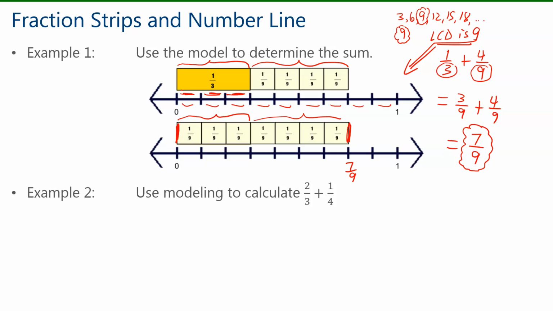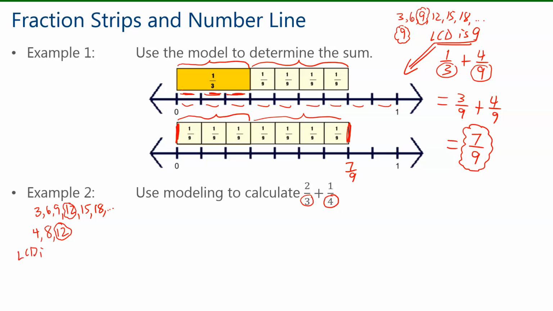In example 2, we will use modeling to calculate 2/3 plus 1/4. The first thing that we really need to decide on is, well, what is our number line going to look like? And to help us figure that out, guess where we go? Yeah, we go to our denominators. We have a denominator of 3 and a denominator of 4. We start listing our multiples. Multiples of 3: 3, 6, 9, 12, 15, 18, and we could keep going. Multiples of 4: 4, 8. Nope, nothing in common yet. 12, there we go. There is our LCD.